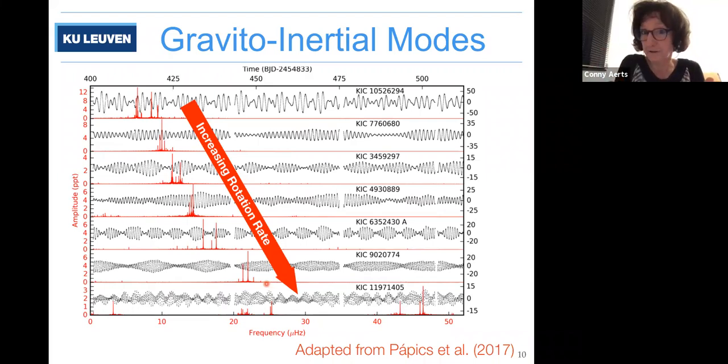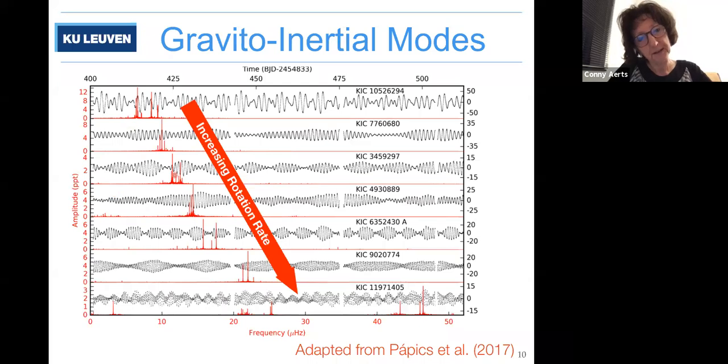These are B-type stars. These are stars with masses between typically 3 and 9 solar masses. They have a fierce convective core that is fully mixed. And the gravity modes travel in the radiative part of the star, and they have their highest mode energy right next to the core. And that's exactly where we want to learn about the physics, okay?